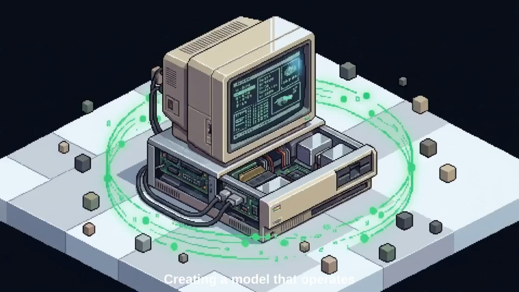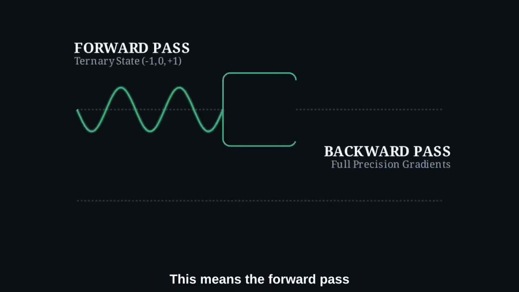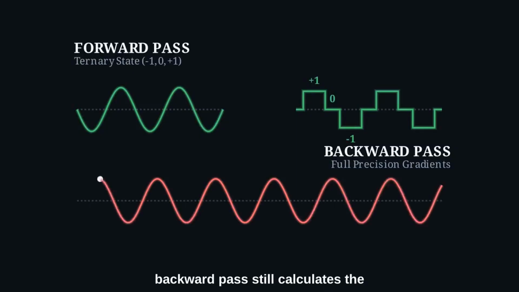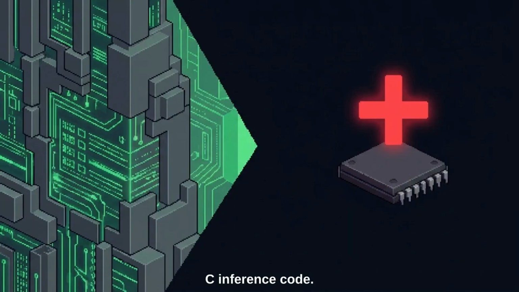Creating a model that operates entirely on these primitive instructions requires a modern training environment. We use an Apple M-series processor to calculate the initial parameters in full 32-bit floating point precision. The training process utilizes a straight-through-estimator mechanism. This means the forward pass quantizes the weights strictly into our ternary states, but the backward pass still calculates the gradients at full precision. The final export is a highly dense configuration, exactly 13 kilobytes of model weights running on 9 kilobytes of pure C inference code.